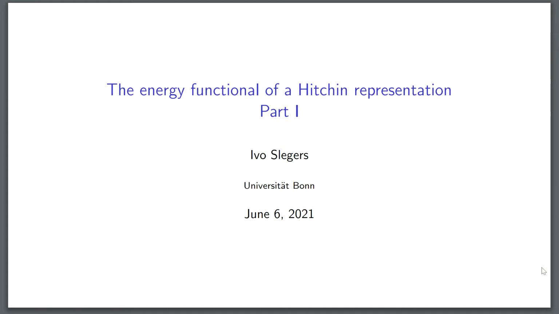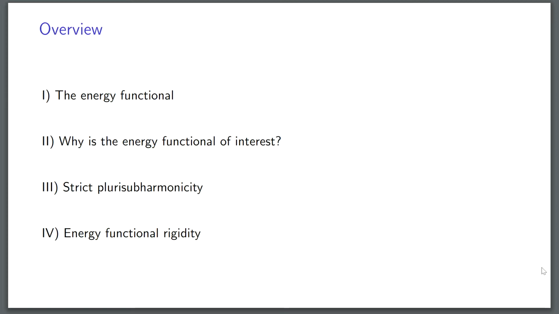I am Ivo Slegers, I'm a PhD student from the University of Bonn, and I will talk about the energy functional of Hitchin representations. Let's begin with an overview of the coming two talks.